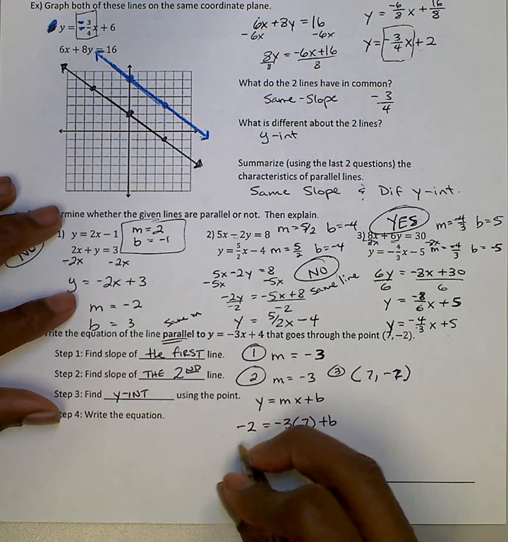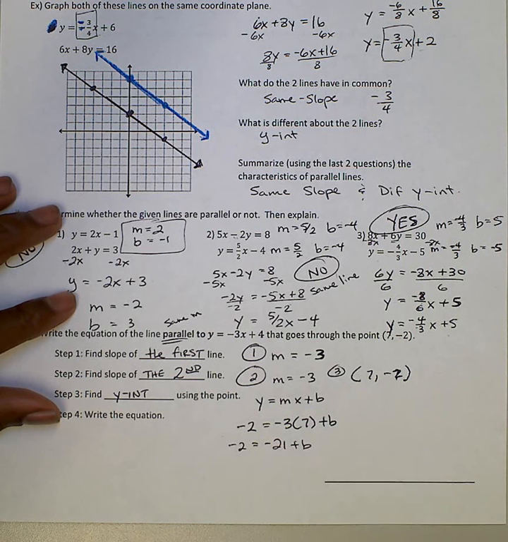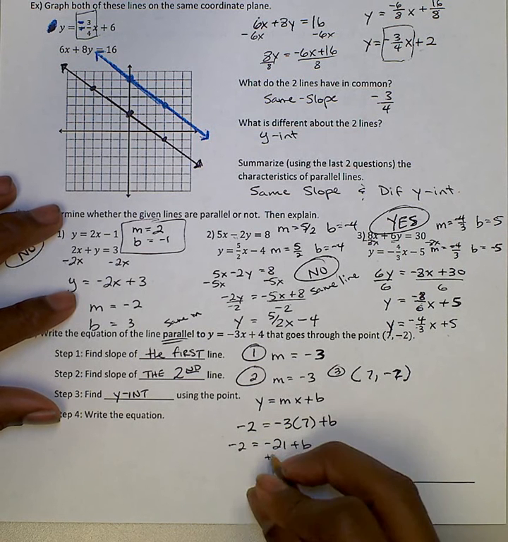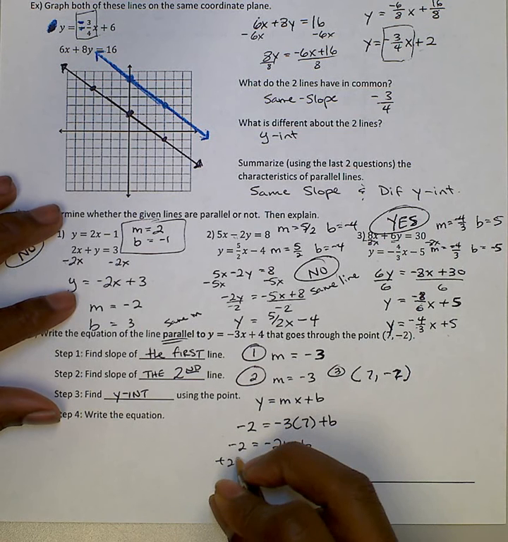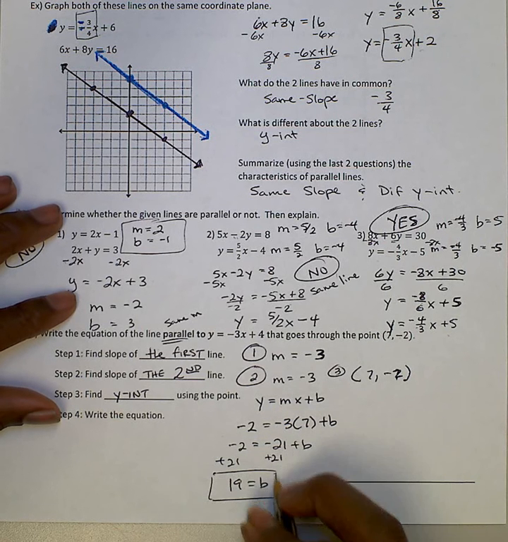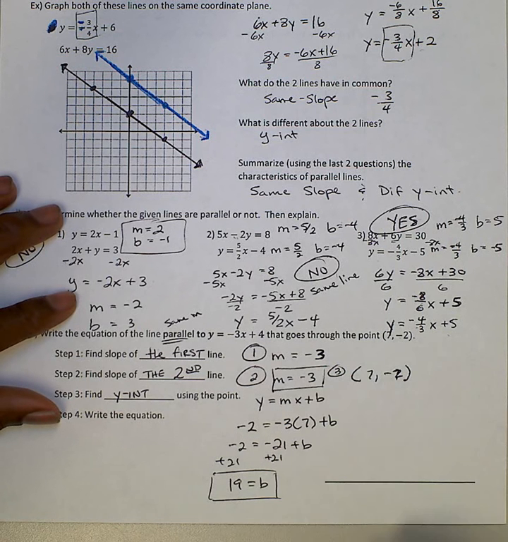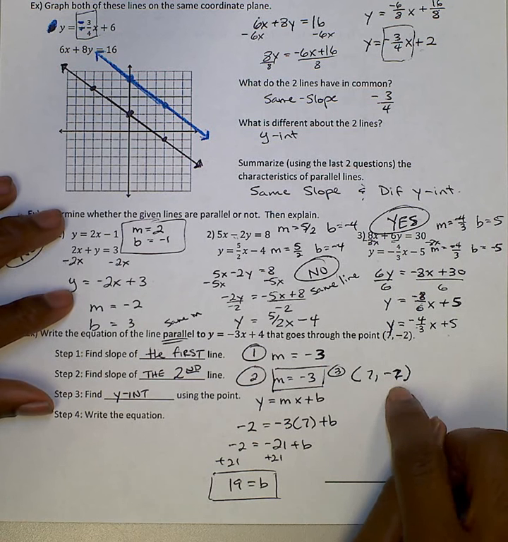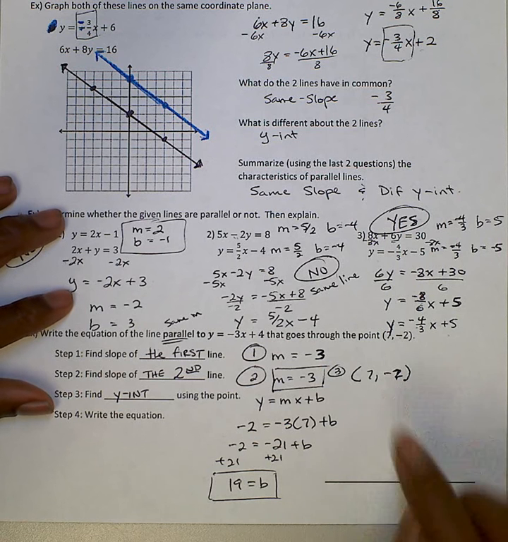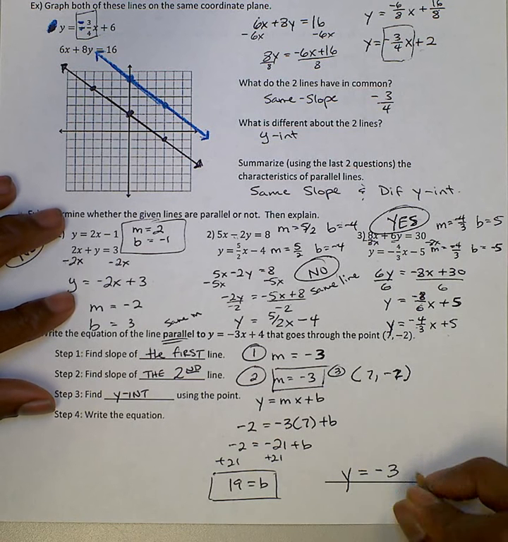So -2 equals -21 plus b. I will add 21 to both sides. And so that's 19. B is 19. My y-intercept is 19. My slope is -3 for a line going through the point (7, -2). And so I can write my equation. My equation will be y equals -3x plus 19.